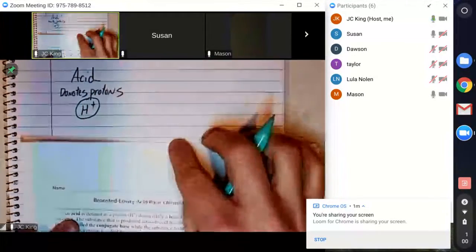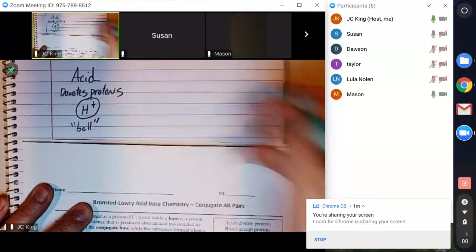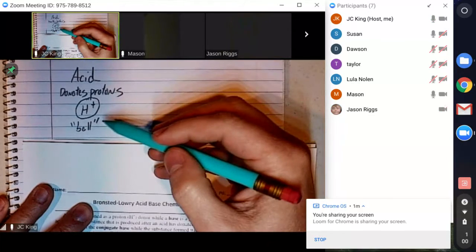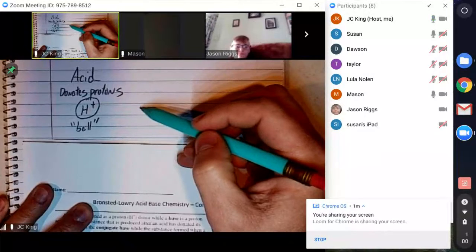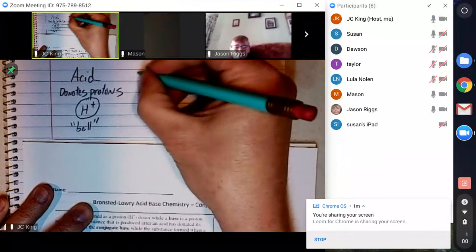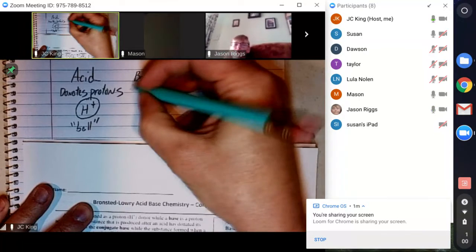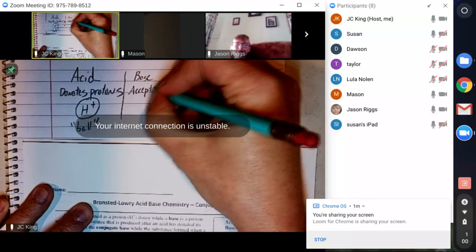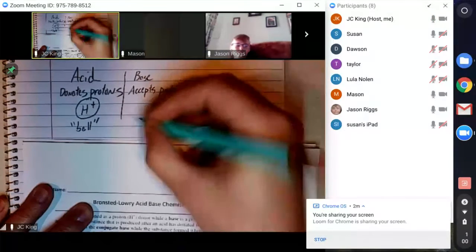And you can think of it kind of like a ball. Okay. And what's happening here is that the substance that's the acid is going to be throwing the proton over to the substance that's the base. Okay. Our base is going to be whatever substance is going to accept those protons. So it's kind of like the catcher.